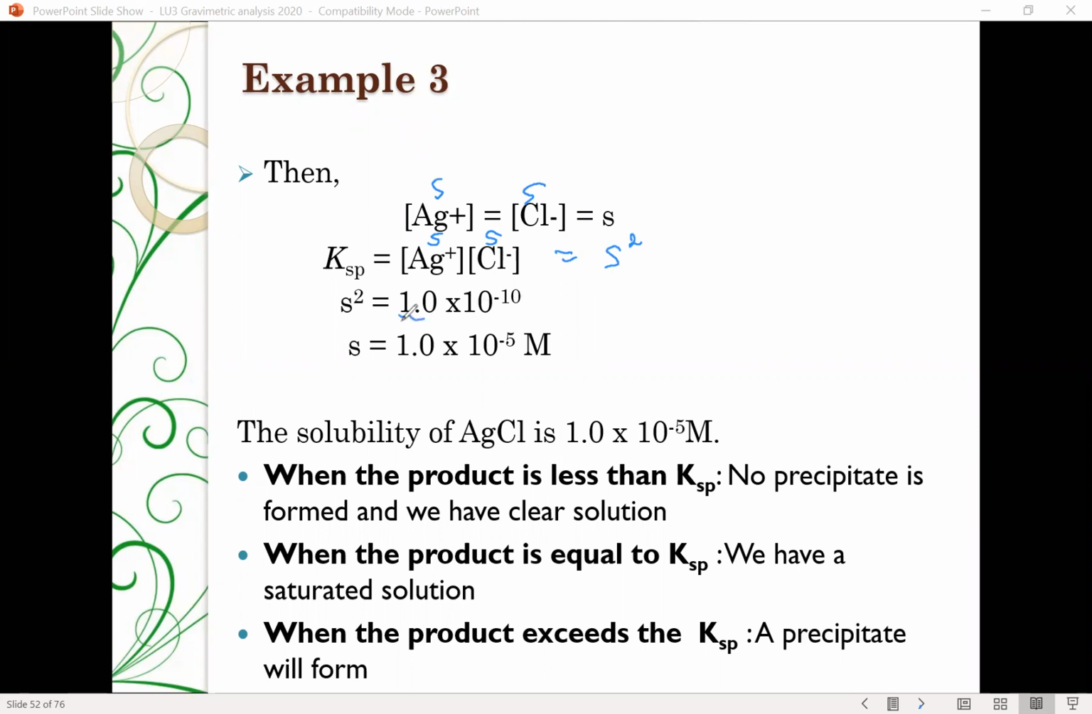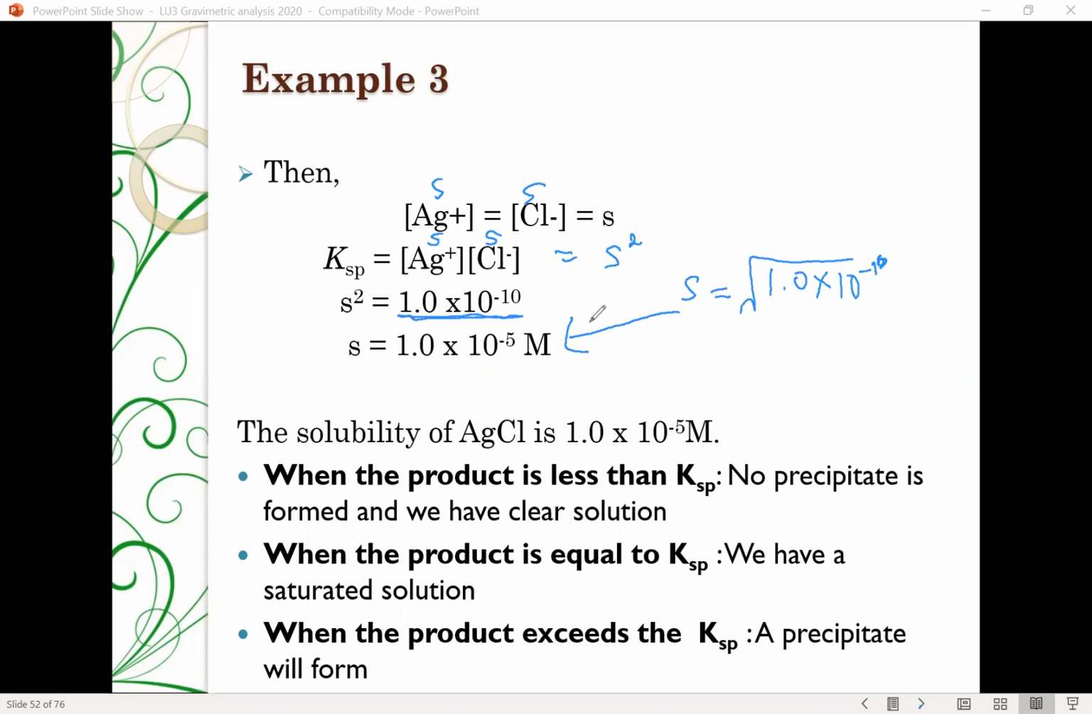Given in the question just now, Ksp equals 1 times 10 to the power of negative 10. So you just replace Ksp in this formula. So you get S equal to the square root of 1 times 10 to the power of negative 10. So from here you get this. All right. So the solubility of AgCl is 1 times 10 to the power of negative 5 molar.